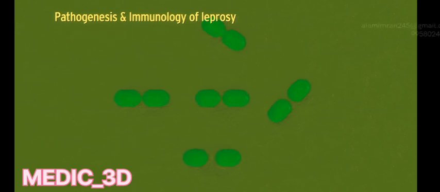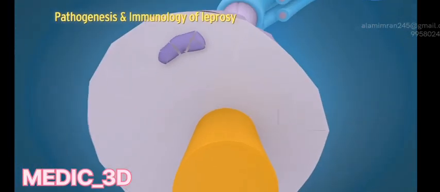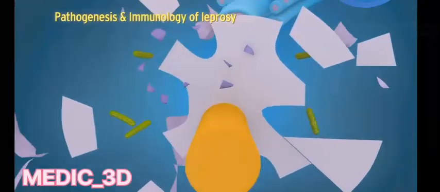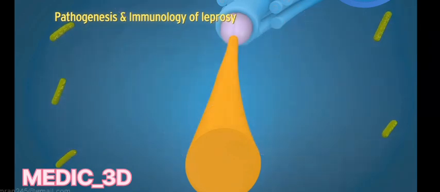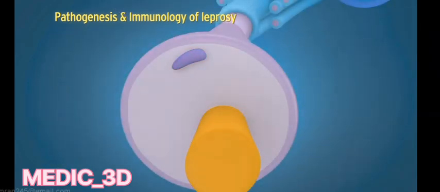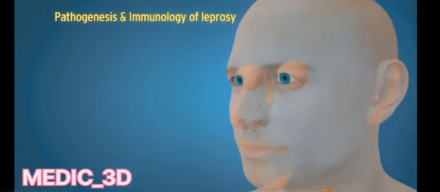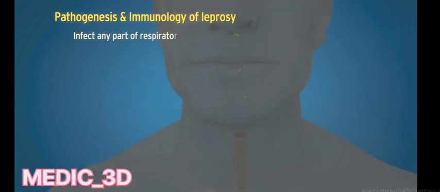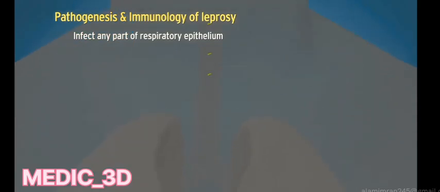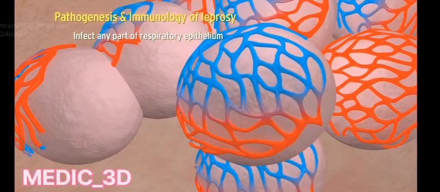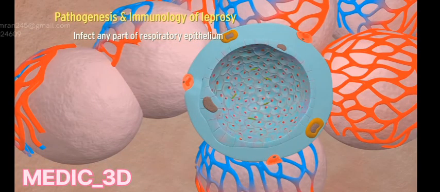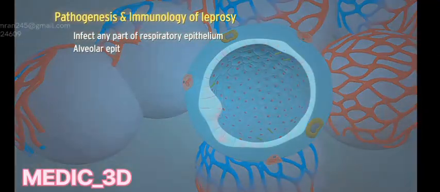When the multiplication progresses unchecked, it results in the destruction of the Schwann cell, after which the bacteria are liberated from the destroyed cells and enter other unaffected cells. Mycobacteria can infect any part of the respiratory epithelium, and most efficaciously, alveolar epithelial cells.